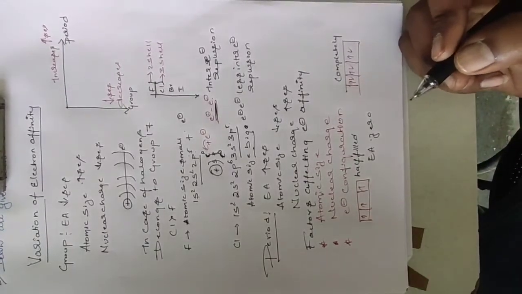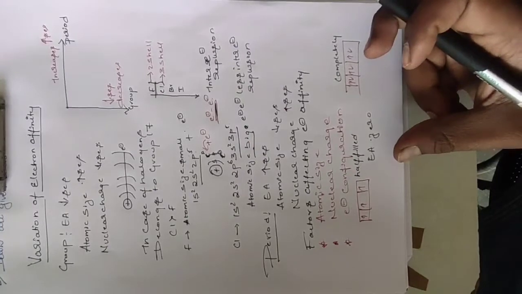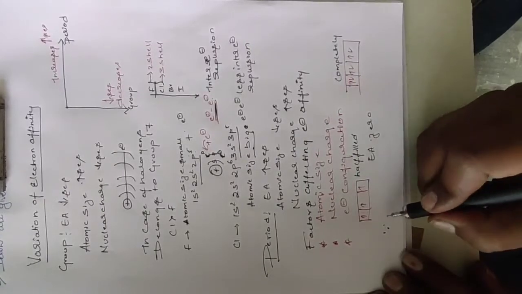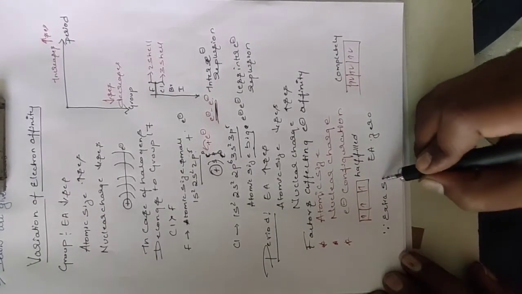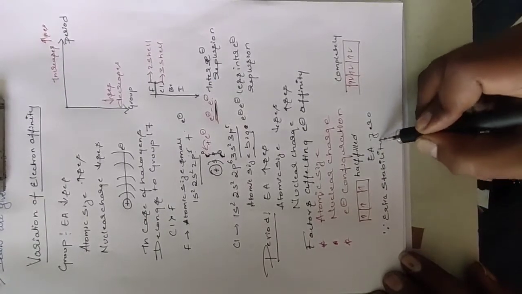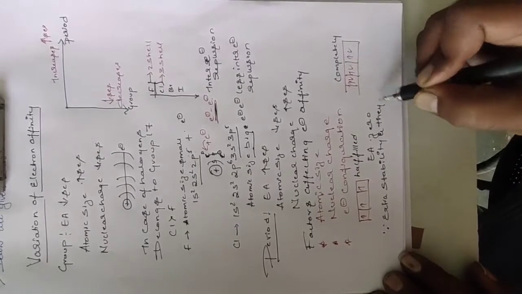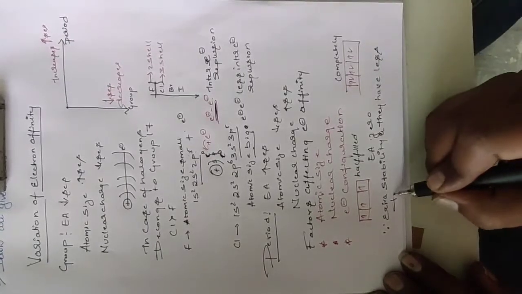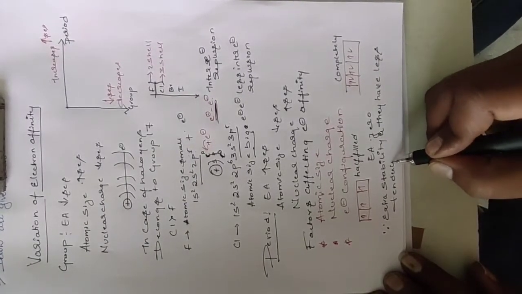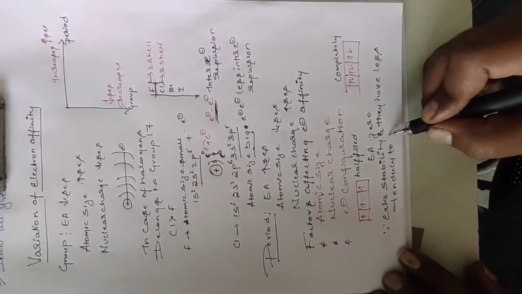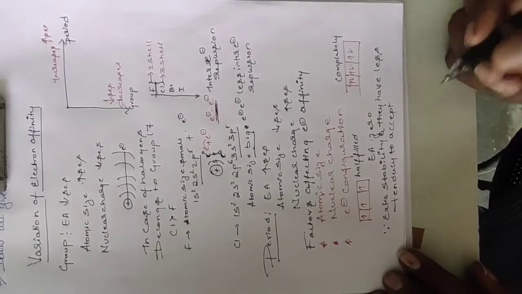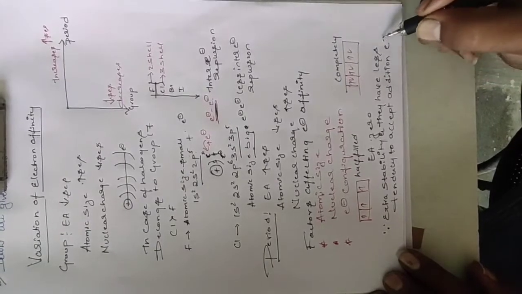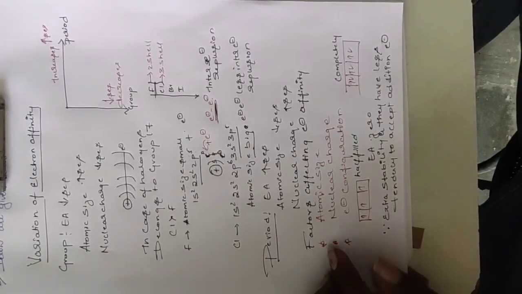Why will it be 0? Because of extra stability, and they have less tendency to accept or to gain additional electrons. These three factors will affect the electron affinity.